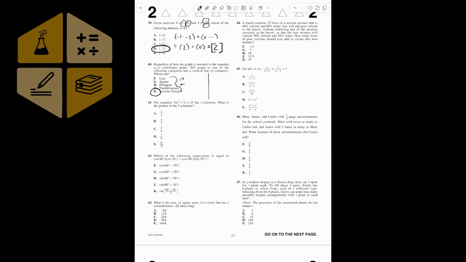Okay, number 41. The equation 24x squared plus 2x equals 15 has two solutions. What's the greater of the two solutions? Okay, so my explanation of this problem is going to take me a little while because I'm going to go through the two different ways that I can think of that would be fastest to solve this problem. And there might be some others, like if you happen to have the quadratic formula memorized. Again, I don't think that's necessary for the ACT, but if you happen to and you wanted to plug that in, that would be fine. You can find the two solutions there to this quadratic, but I don't think that's necessary.